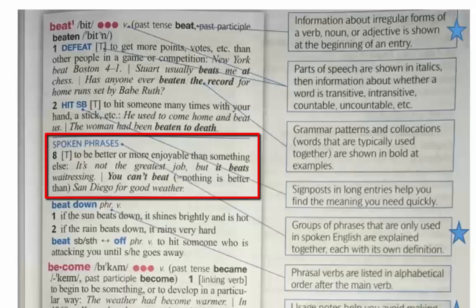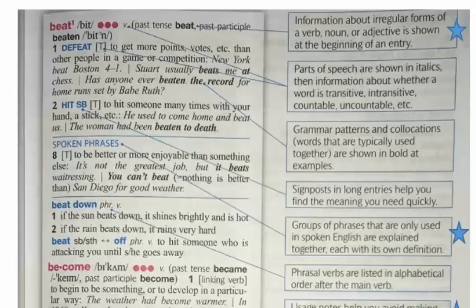It's not the greatest job, but it beats waitressing. So that's pretty confusing sometimes, but that's why it's explained there, is that beat can mean to defeat or to hit, but also in spoken phrases, it could also mean to be better than or more enjoyable than. It beats waitressing, means that it's a better job than waitressing.